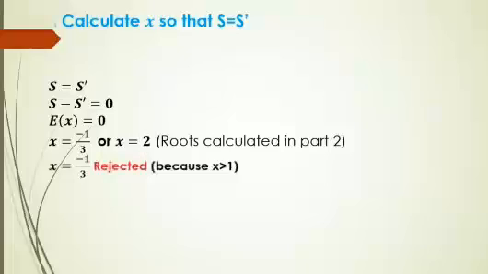But we are given that x is greater than 1. So the answer x equal minus 1 over 3 is rejected because x is given greater than 1 and minus 1 over 3 is negative. So the accepted answer is x equals 2.